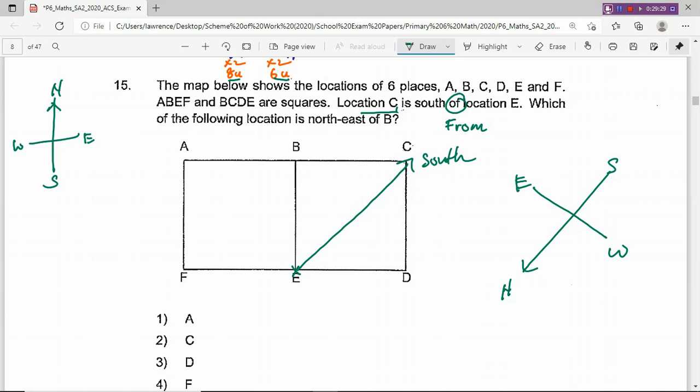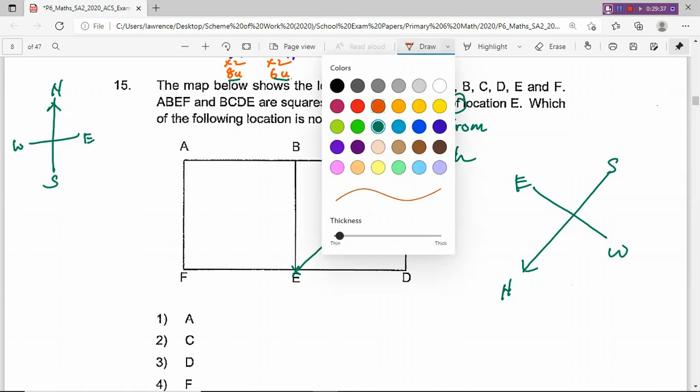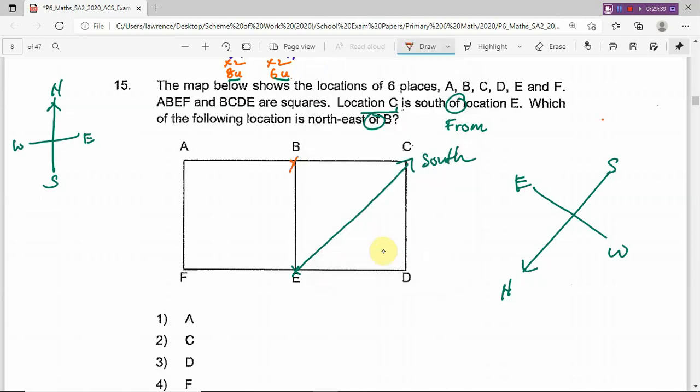But in this question, the north is pointing in a different way. Okay, so which location is northeast from B? So you will have to start from B, and you go northeast. So where is northeast? Which is here. So you have to go to your left. This is your northeast. So if you go to your left, what letter is that? That will be your A already.